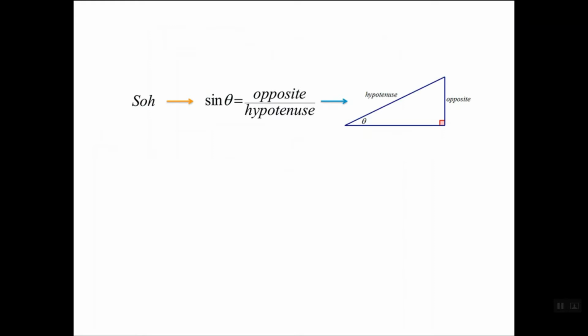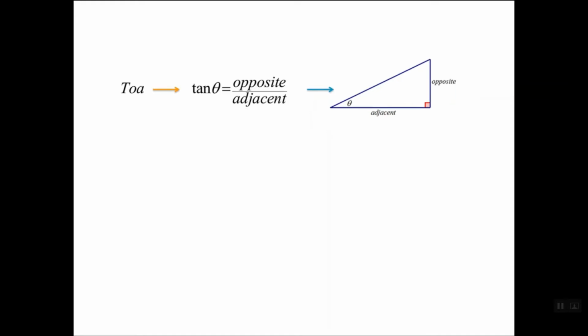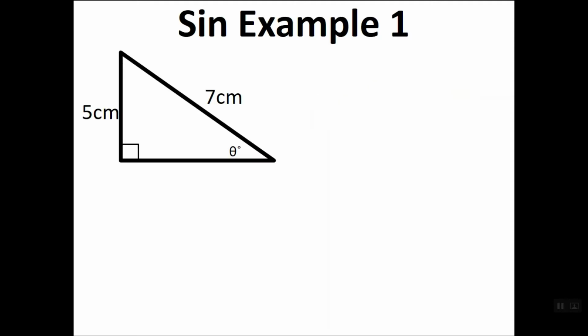SOH represents sine theta equals opposite over hypotenuse. CAH: cos theta equals adjacent over hypotenuse. TOA: tan theta equals opposite over adjacent. Let's look at our first example for sine. Again, we're trying to find a missing angle, guys.